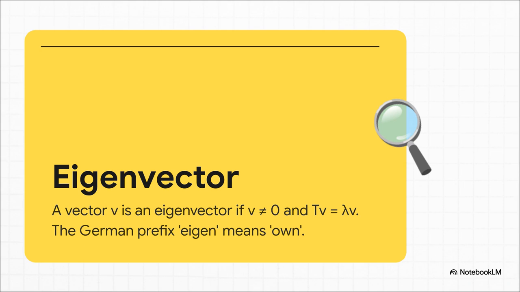The name really says it all. Eigen is German for own. An eigenvector has its own special direction, a direction that the operator just respects. When the operator acts on it, the vector stays perfectly on the same line. It doesn't get rotated off its axis. This right here, this is the first piece of our secret code.